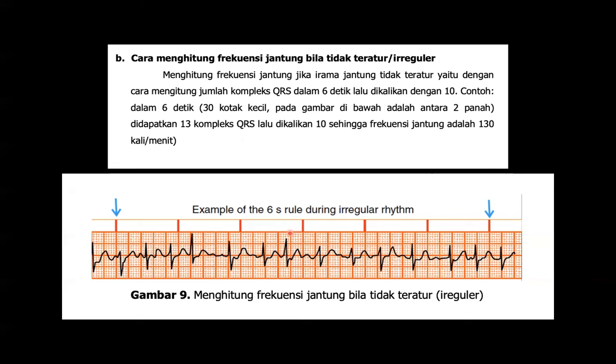The minimal heart rate for the irregular rhythm, we can calculate with the maximum distance from QRS to QRS complex. For the maximum heart rate, we can use the minimum distance from QRS complex to QRS complex. And then we can report the irregular heart rate frequency as minimum until maximum heart rate.